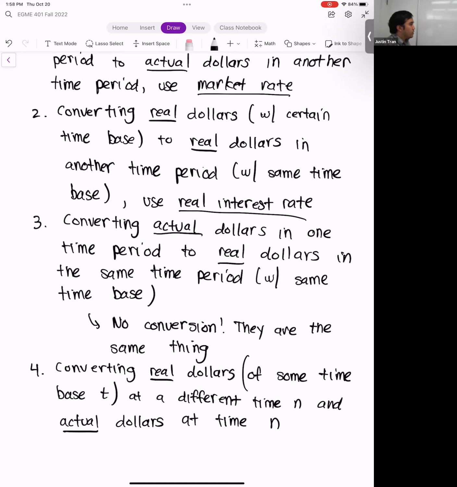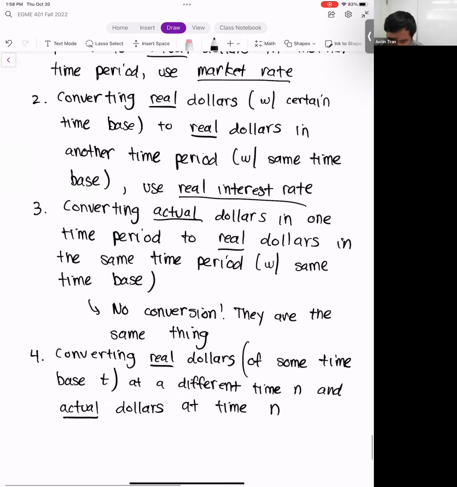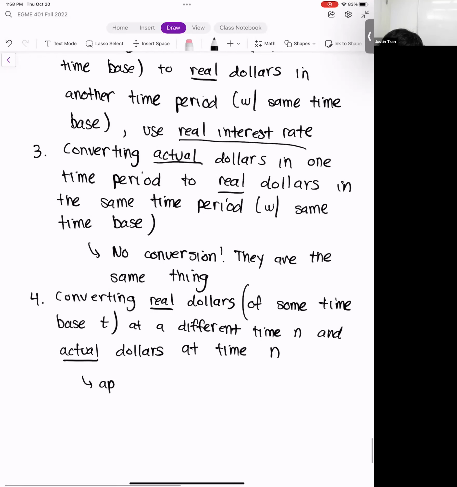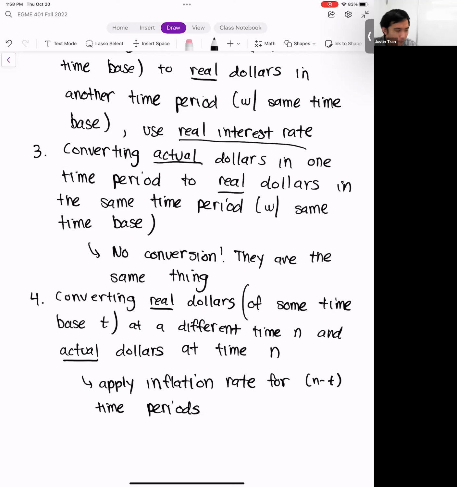Okay, and so if we're converting real dollars, in this case, the time base and the actual time that we're measuring stuff may not be the same. Okay, and so I'm going to call the time base t and the actual time that we're measuring n. Okay, and then we're converting that to actual dollars at the same time n. Then in this case, we use the inflation rate. Okay, and the inflation rate is going to be applied for n minus t time periods.